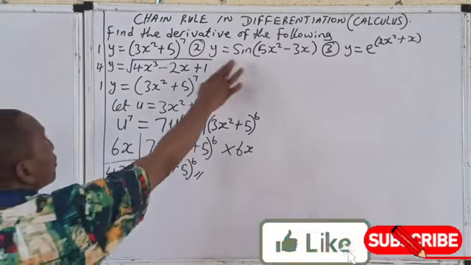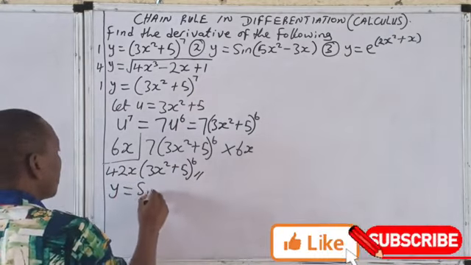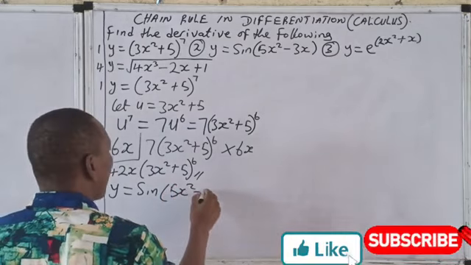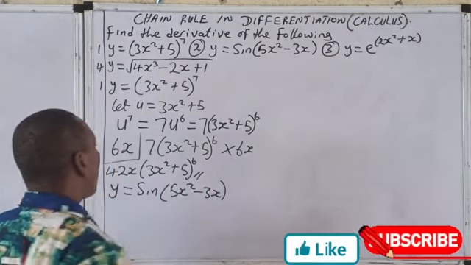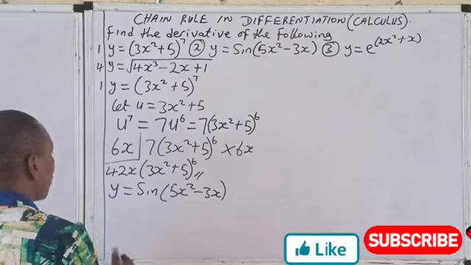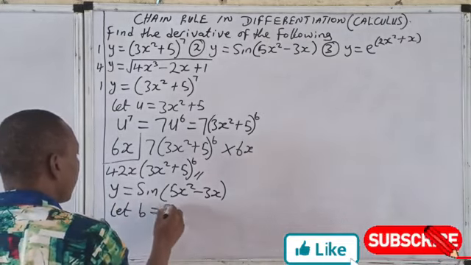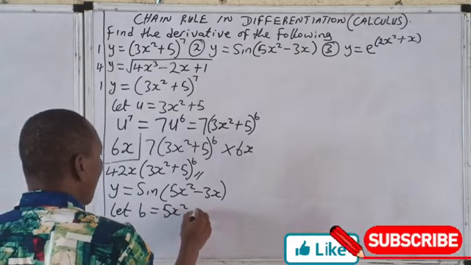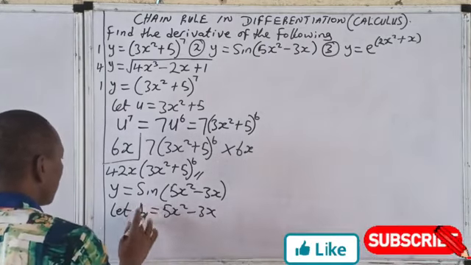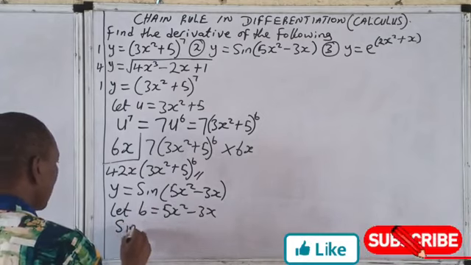So the second one, you still follow the same pattern. y is equal to sine bracket 5x squared minus 3x. Now you are being asked the first thing again. Let's equate inside. So let's say let b is equal to 5x squared minus 3x. We now have sine b.